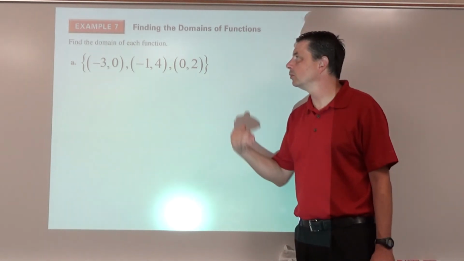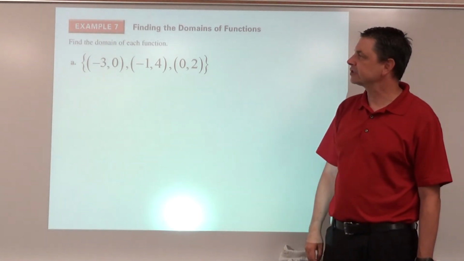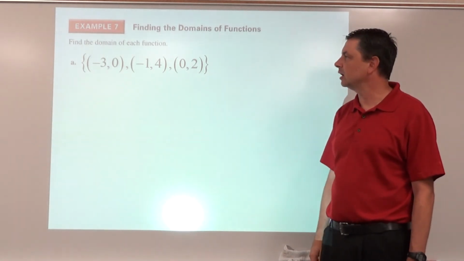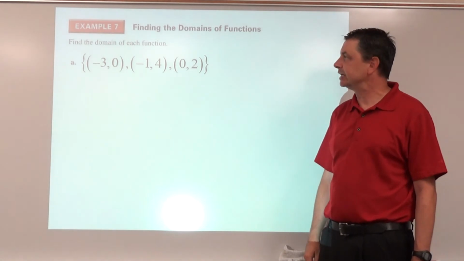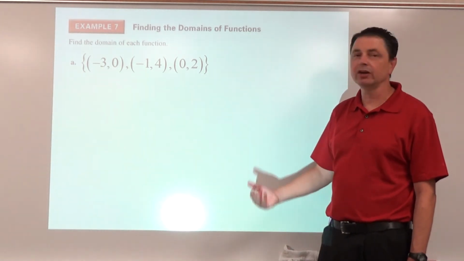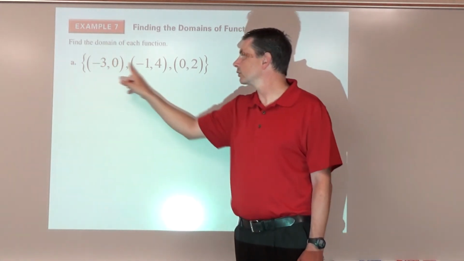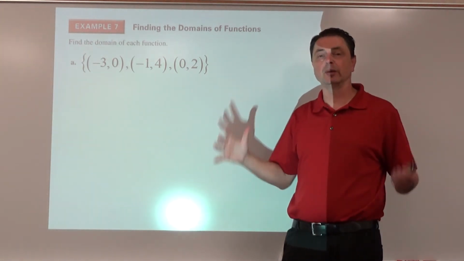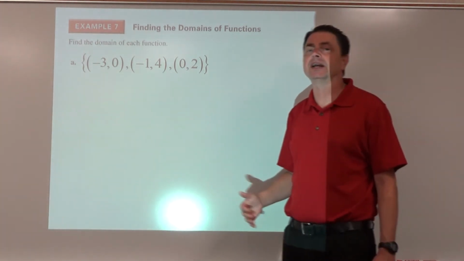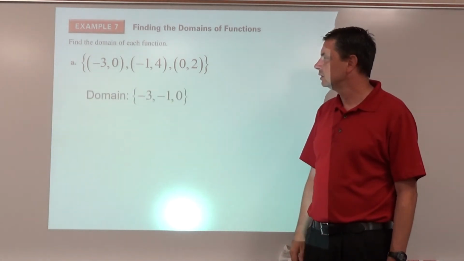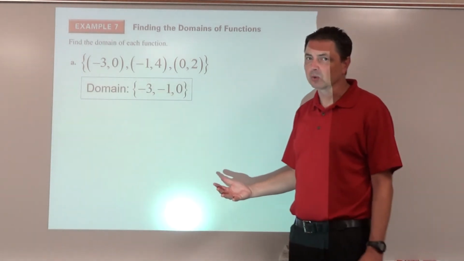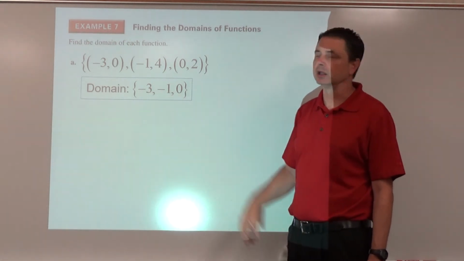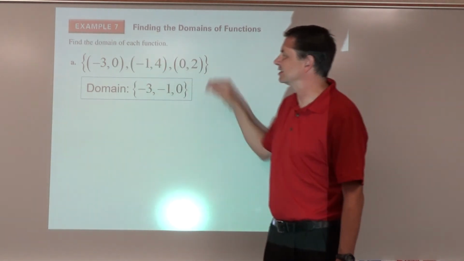All right, so find the domain of the function. Example 7, part A. If we're just given a set of ordered pairs, should be pretty easy to get our domain. The domain are all the inputs, the -3, the -1, and the 0. There are 3 values, so we're going to list it in the braces because it's a finite number of values. And it doesn't technically matter which order that you write it in, but typically you're going to see me go from smallest to biggest, no matter what the order is up here.